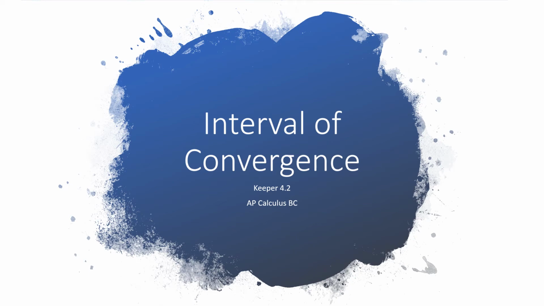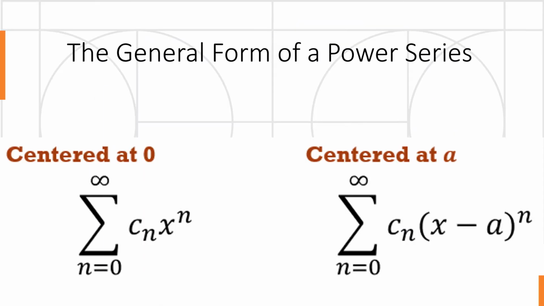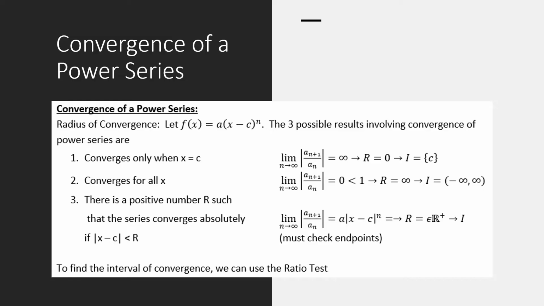Keeper 4.2, interval of convergence. All right, so you have two general forms of your power series. You have one that's centered at 0 and one that's centered at A. So the basic form of them are pretty much the same. The only difference is the one that's centered at A, or some number A, has the x minus A in it versus just x when it's centered at 0.